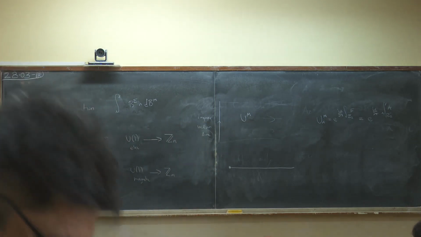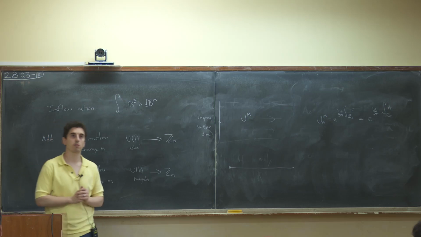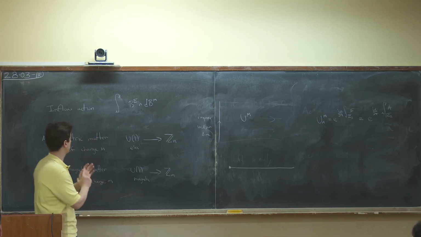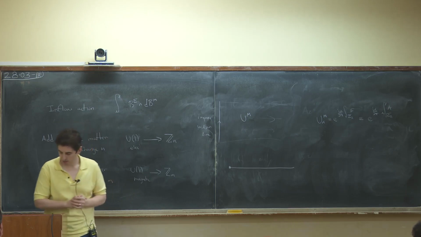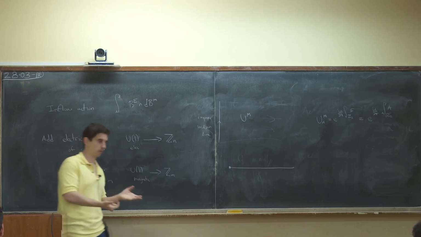Okay, this is all I want to say about 4D U(1) gauge theory. I'd now like to do a fancier example, which is 4D non-abelian gauge theory.